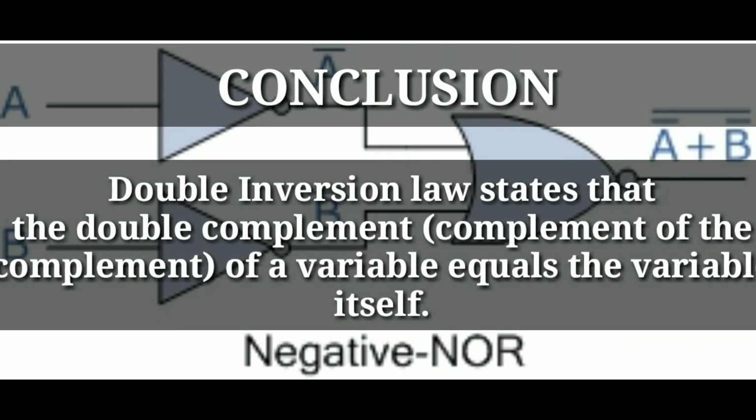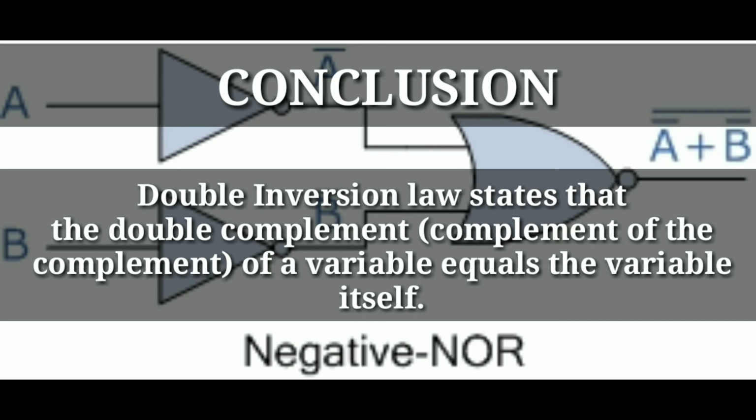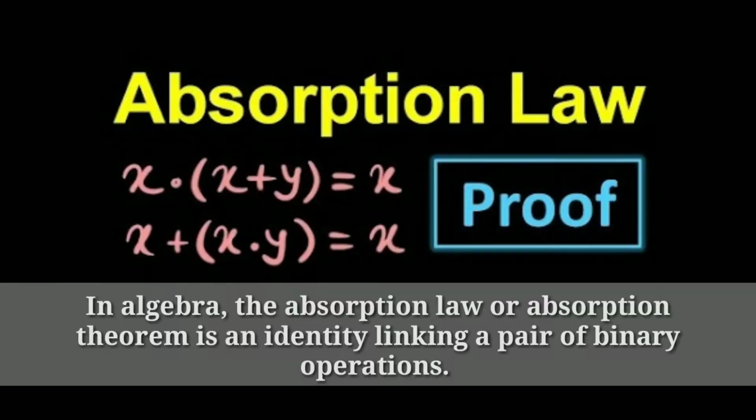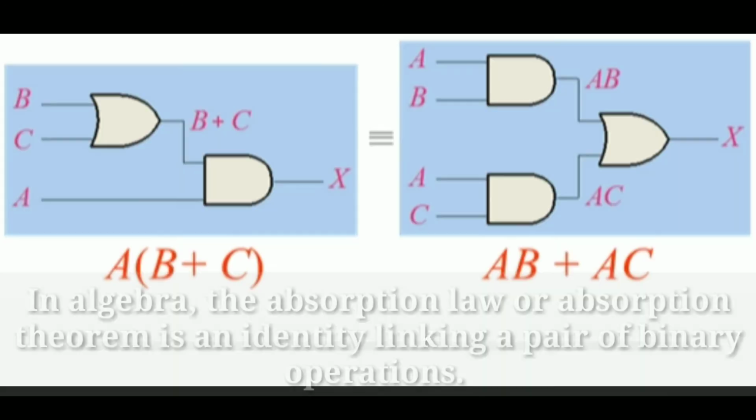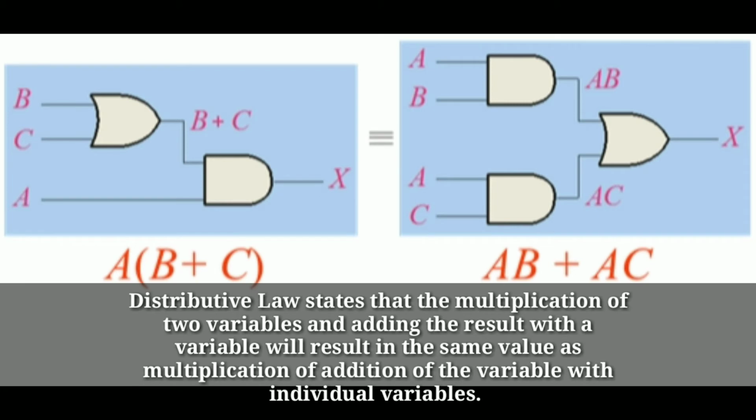As a conclusion, the double inversion law states that the double complement of a variable equals the variable itself. Meanwhile, in algebra, the absorption law or absorption theorem is an identity linking a pair of binary operations. Lastly, the distributive law states that multiplying two variables and adding the result with a variable will result in the same value as multiplying the addition of the variable with the individual variables.